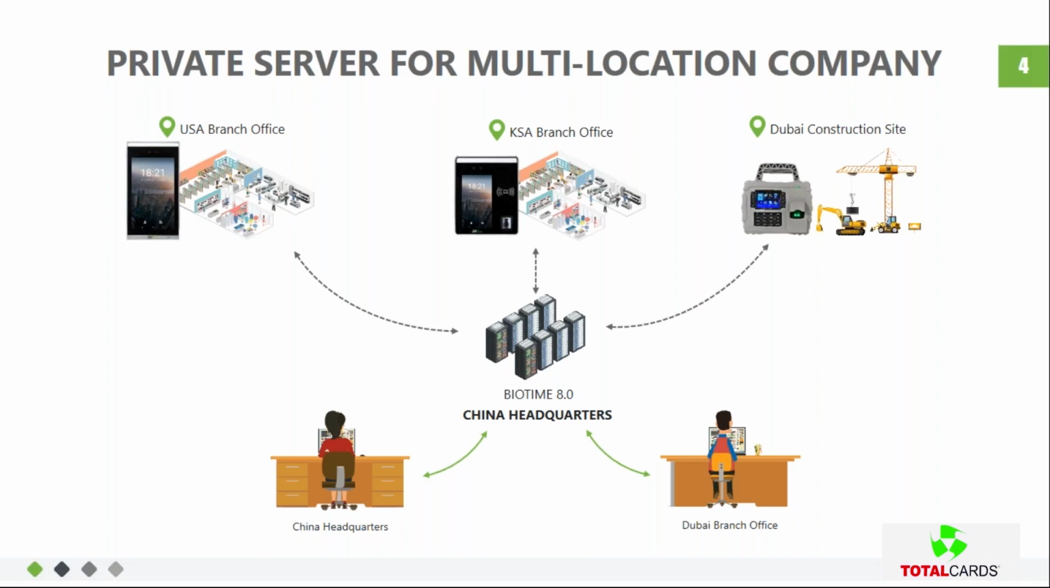So if you have a multi-location company, you can keep the devices anywhere, and the system will be installed at the headquarters, I mean the software and database. You only need to install the software in one place. After that, you can give different people employee access using a DNS address or a static public IP. Through that IP and port number, you can access Biotime 8.0 from anywhere.